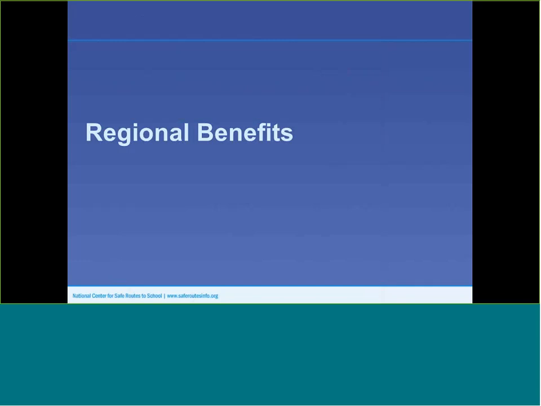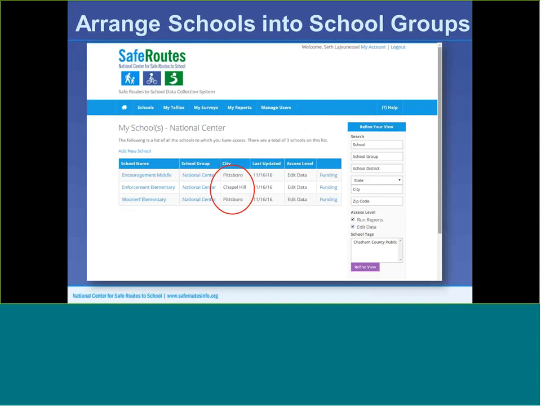So some regional benefits. The really nice thing about the way it's structured now is that you can arrange schools into school groups. Like I have here, we have 3 schools in 2 different cities, arranged in the school group for the National Center, as you see there. These are all, of course, fake. But I'll show you what this means when you're trying to benchmark or compare schools to each other or to a larger group.